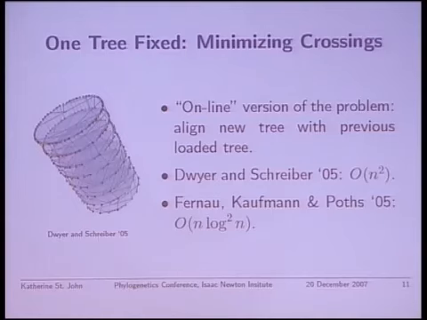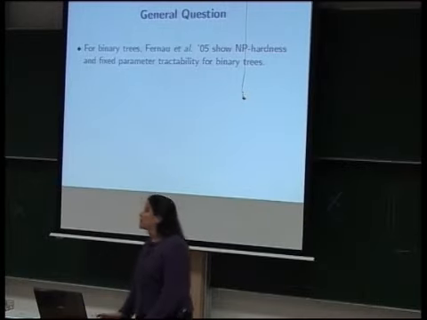And Dan tells me that one of his graduate students has it down to n log n, but not sure, so won't go much farther than that. But so you can actually do this very quickly. If one tree doesn't move, only the other tree makes changes, and then you end up with a fairly fast algorithm. So what about the general question?